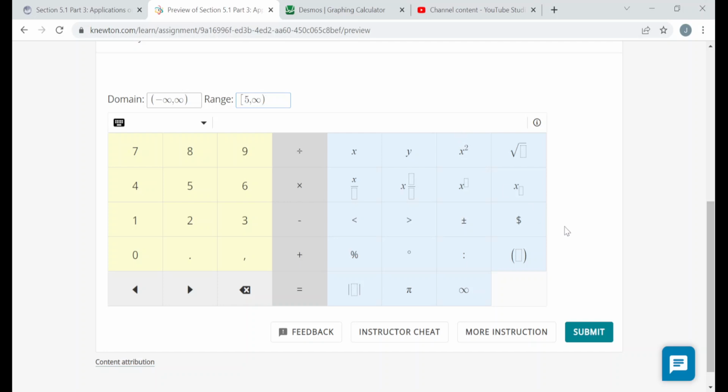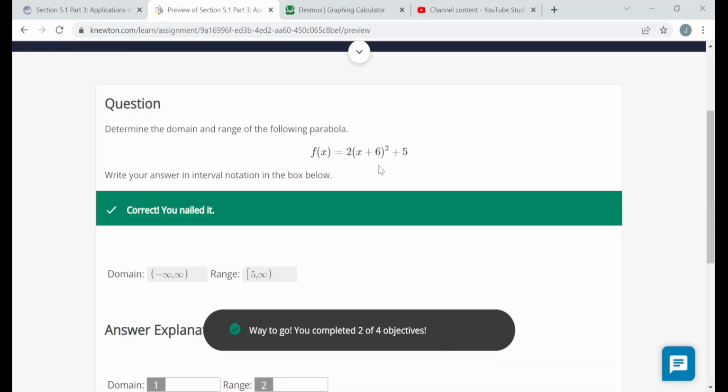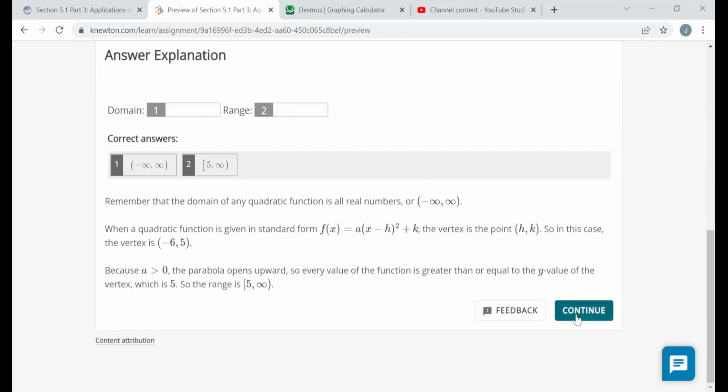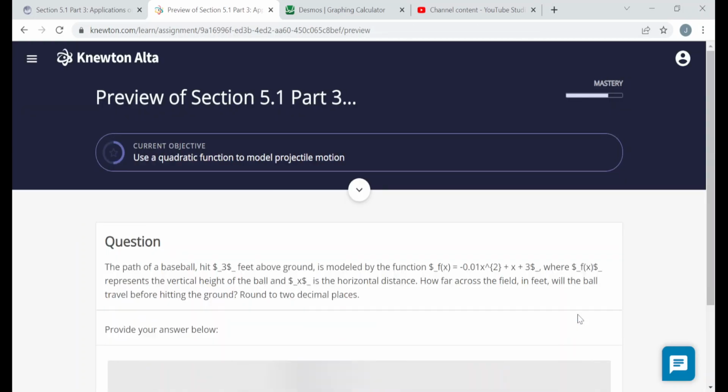Always parentheses on the infinities. There you go. And again, if you want to look at a graph of this on Desmos or draw a graph yourself, go ahead and see the domain and range that way. That should have been simple though, especially if it's in vertex form like that.